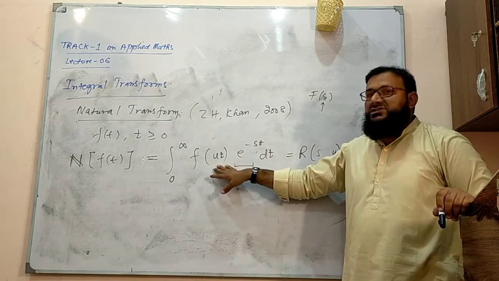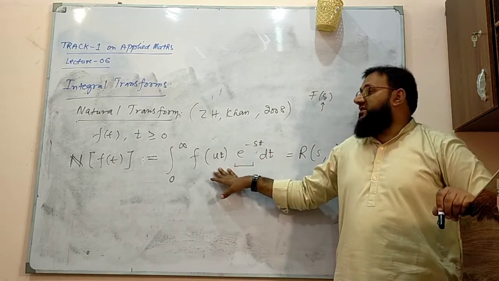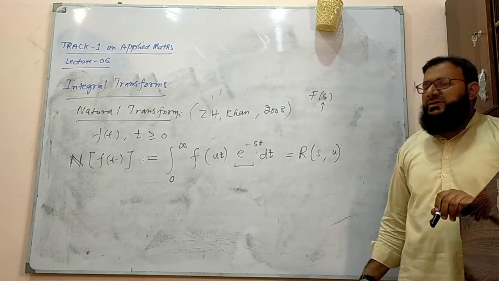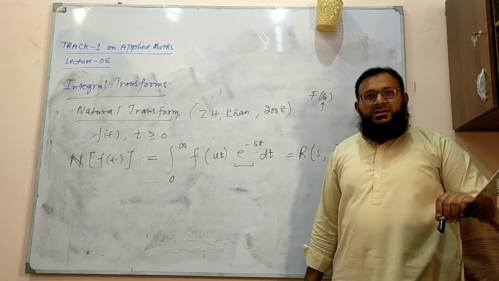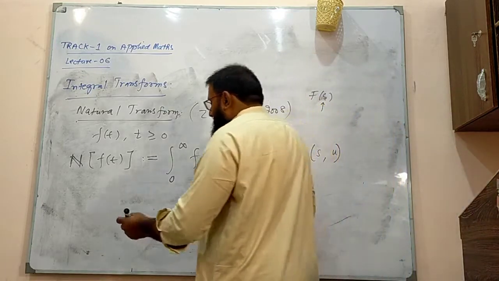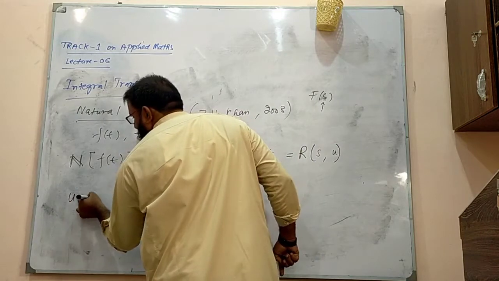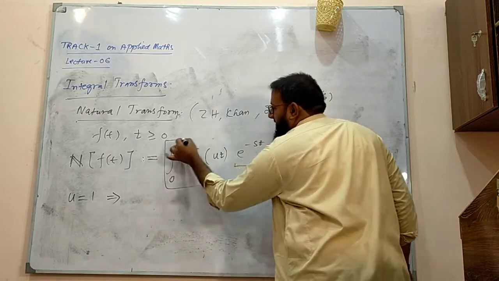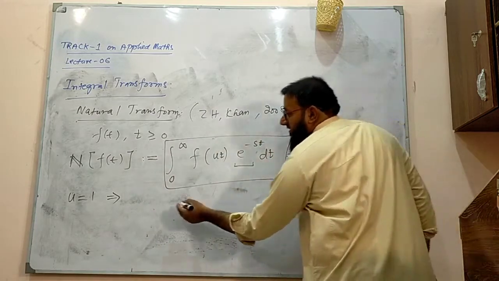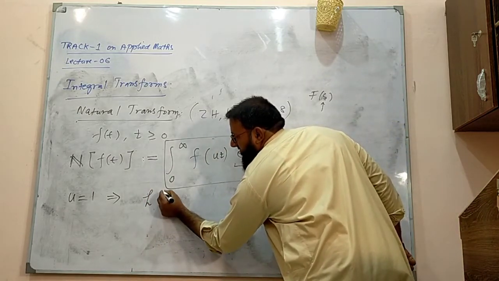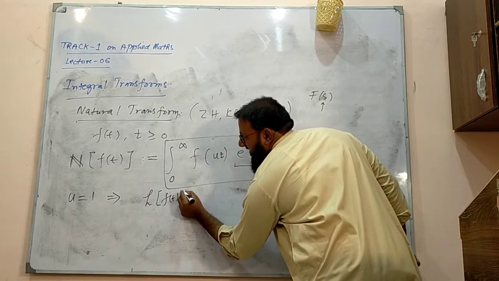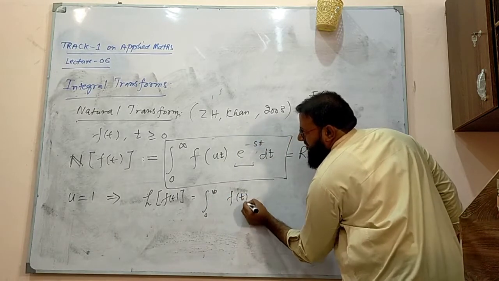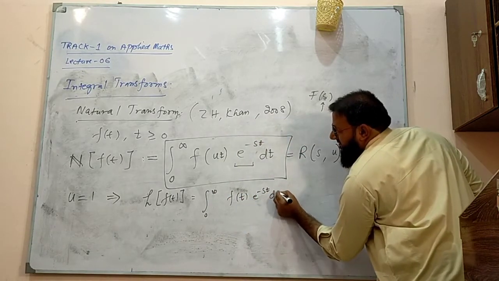And if this is used in so many areas with some good results, then this person might have gotten some good awards. But this is not the case right now, because this looks similar to the Laplace transform. And when you put u equal to 1, then what happens? In this particular integral, you put u equals 1, then simply you get the Laplace transform of a function f of t, that is 0 to infinity, f of t e raised to minus st dt.